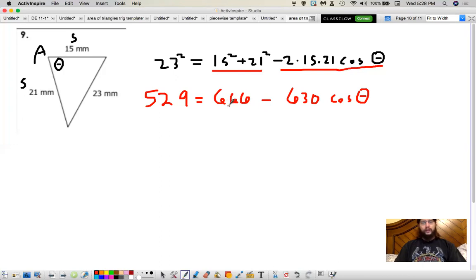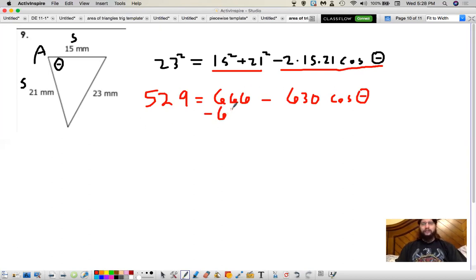No, these are not like terms. Don't try and combine them. I don't know why people always try and combine them. You can't do it. It's got a variable on it. That'd be like saying 3 plus x is 3x. Okay, y'all do that sometimes too. Never mind. Anyway, get this to the other side.